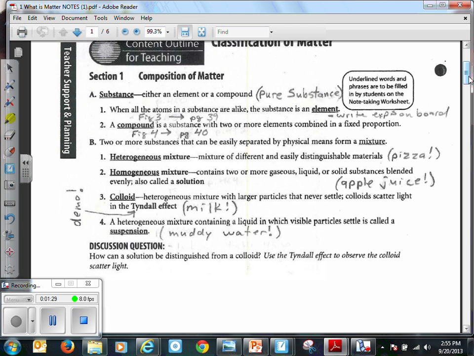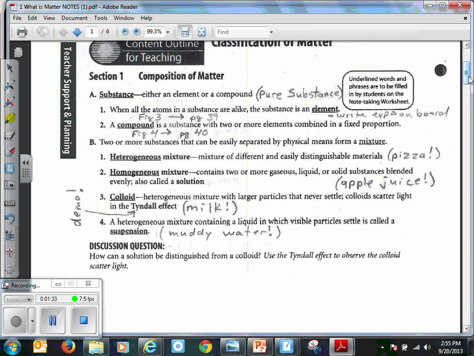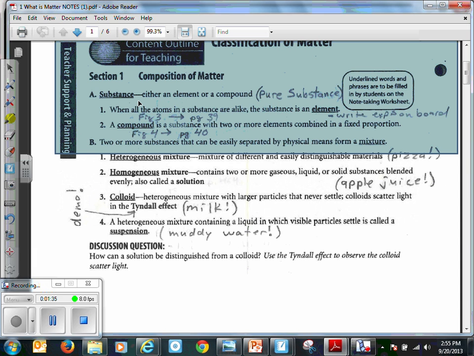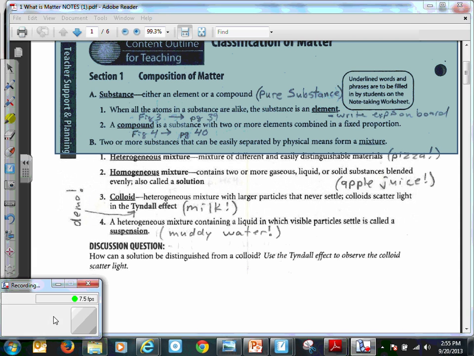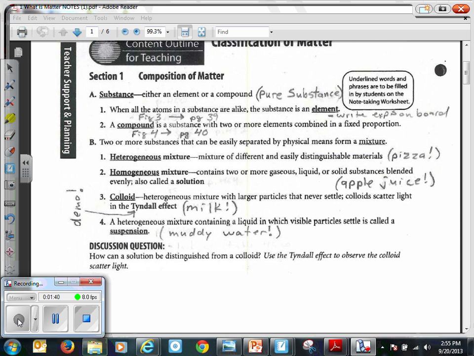But you're going to want to leave a little space between here, because the first thing we're going to talk about here is a substance, okay? So a substance here then is either an element or a compound, okay? And these are called pure substances.